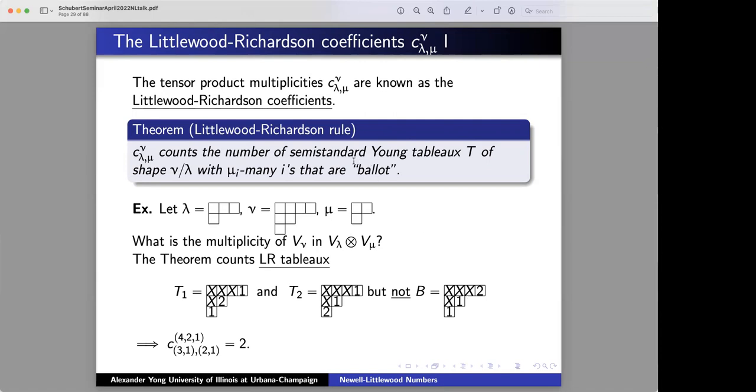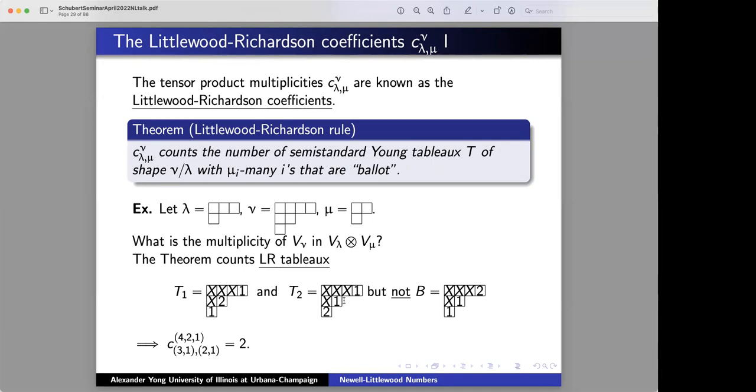But what's this ballot condition? The ballot condition says that when you read in traditional Chinese, which is down columns and right to left, you always see more ones than twos as you're reading. Okay, so T1 and T2 are good, but T3 is bad because when you start reading in traditional Chinese, you see a two before you see any one. And finally, there's a semi-standard condition, which is about increasing rows and columns, which is actually an irrelevant condition in this particular example. So the upshot is that in this example, the multiplicity of mu in the tensor product of lambda and nu is 2 because of T1 and T2, okay?